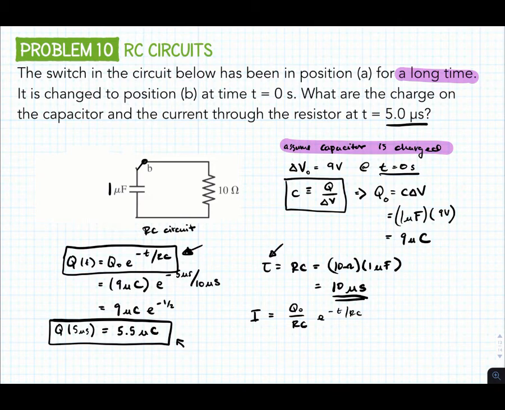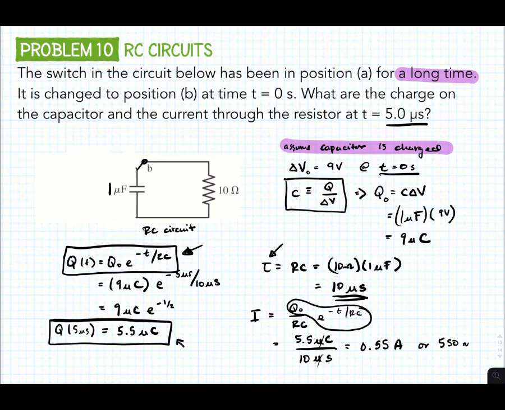Well, you'll see this part right here is the same thing. That's 5.5 microcoulombs. So you just have 5.5 microcoulombs divided by RC, which is 10 microseconds, the micros are going to go away. They're both 10 to the negative 6. You get 5.5 over 10, which is 0.55 amps, or 550 milliamps.